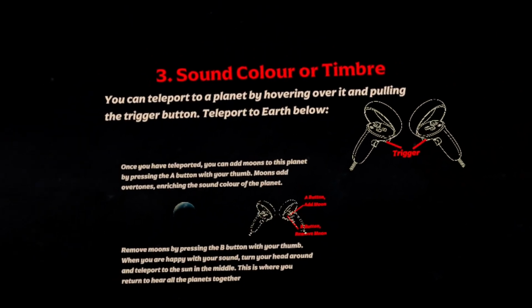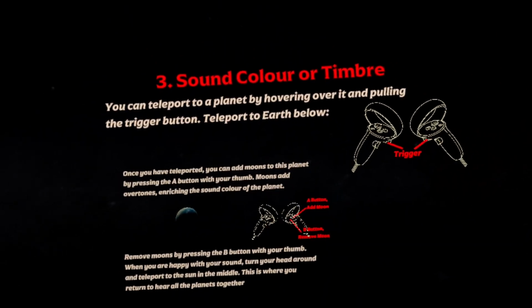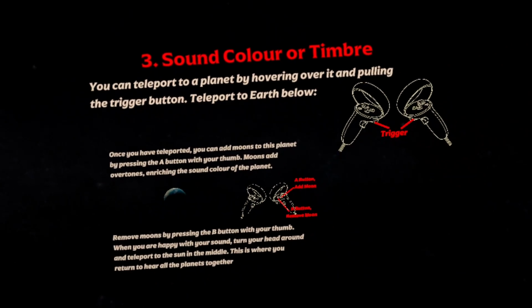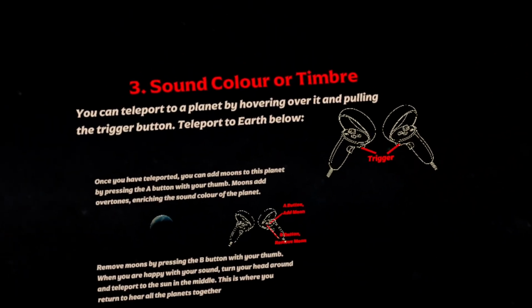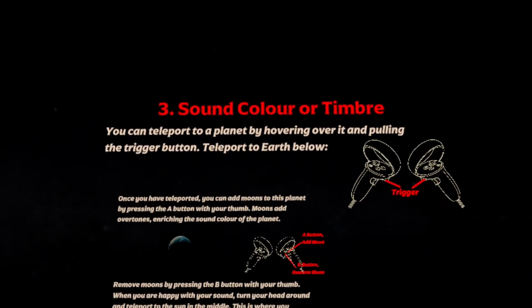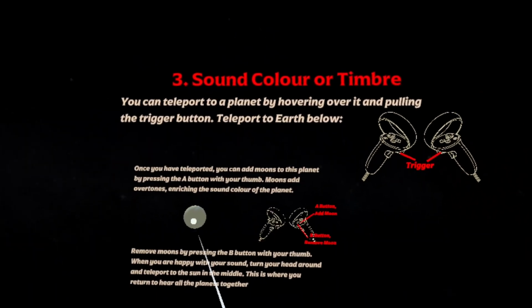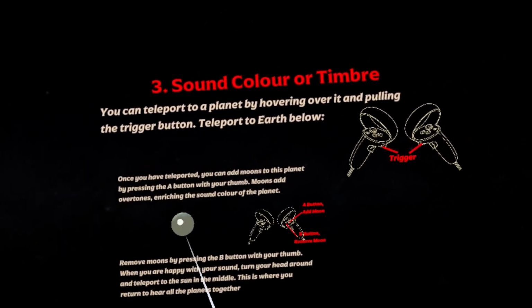you can teleport to different planets. And once you've teleported, you can change their sound, color, or timbre. So it tells us here to teleport, we have to hover over the planet Earth here and press the trigger button.